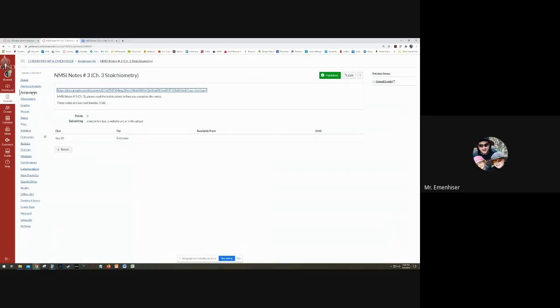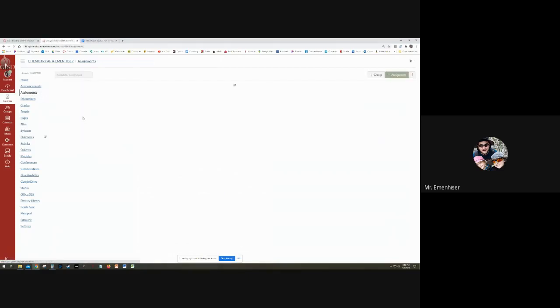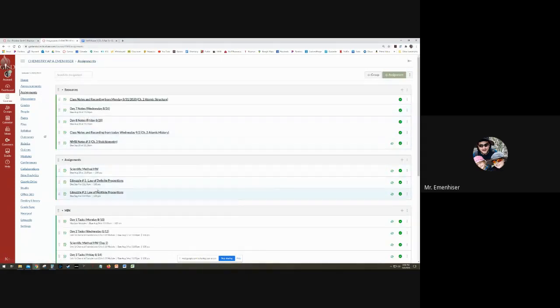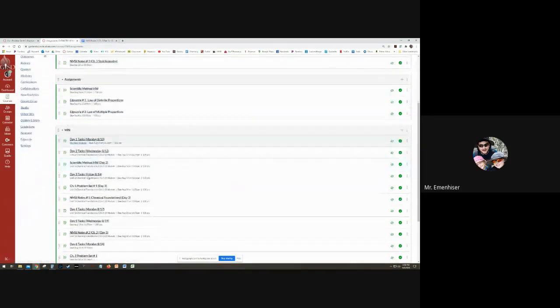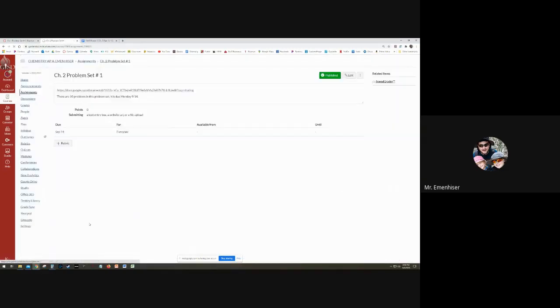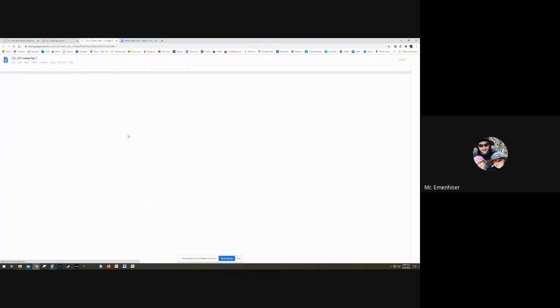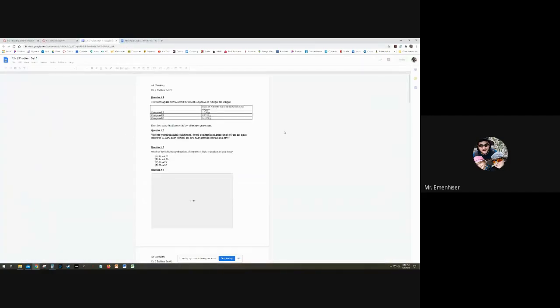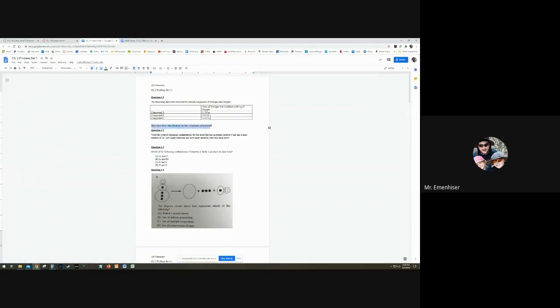Then let's look at the homework problem set number 1 from chapter 2. This is due the 14th. So if we click on this, let's have a look. Let's look at this one. So the following data were collected for several compounds of nitrogen and oxygen. I want you guys to show how this illustrates the law of multiple proportions. So this is very similar to what we did in the video. So if you need to, go back to the video or go back to the NMSI Notes.